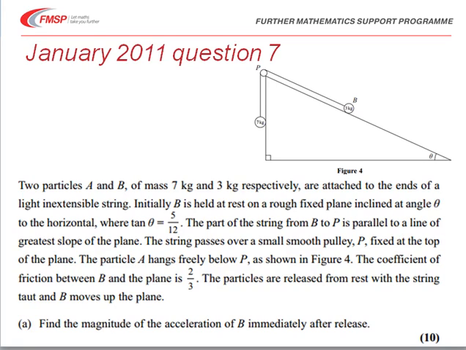The question starts off by telling us we have two particles A and B of masses 7 kilograms and 3 kilograms attached to the ends of a light inextensible string. It says that B is held at rest on a fixed plane, and it's a rough plane inclined at an angle theta to the horizontal.